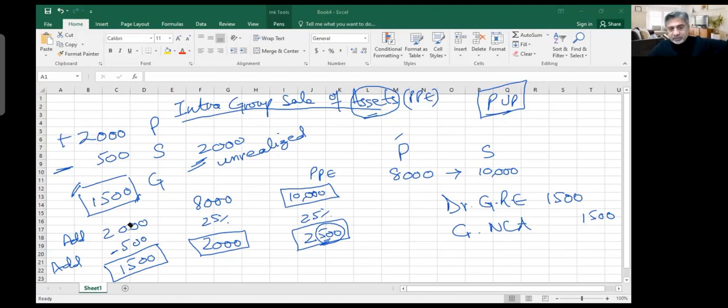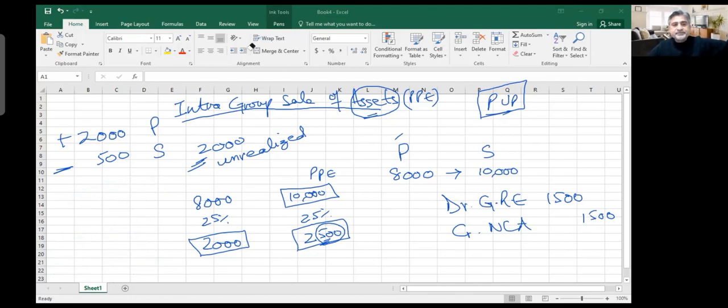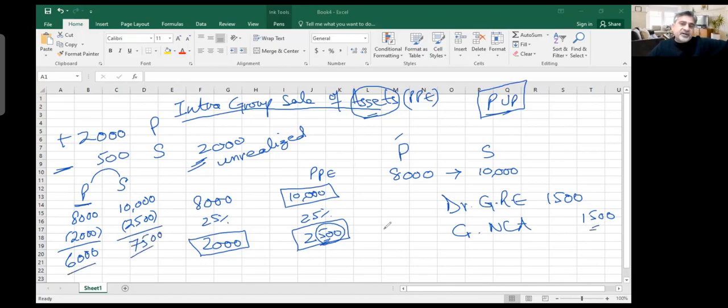Let me show you this 2,000 in another way. Let's suppose that in the absence of this intra-group transaction, the parent had it for 8,000. The parent would have charged depreciation of 2,000, like 25%. So this asset should have a net book value of 6,000. But when it was transferred to the subsidiary, it took it for 10,000, and the subsidiary is taking 25% of 10,000, which makes it 2,500. So in the subsidiary book, the asset is now 7,500. This is the same 1,500 adjustment, which means the asset should have been recorded at 6,000, but it appears at 7,500. So we need to bring down the value of the asset by 1,500.